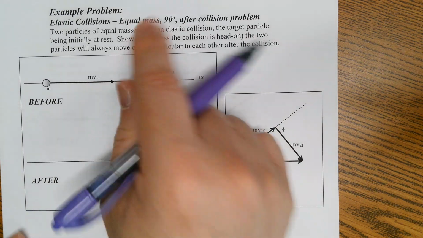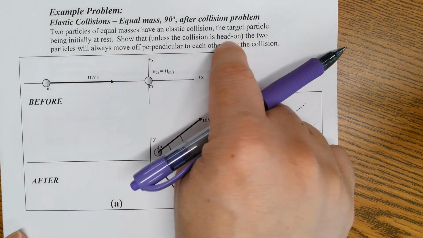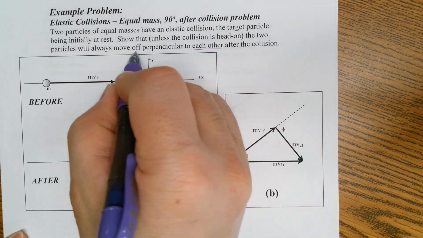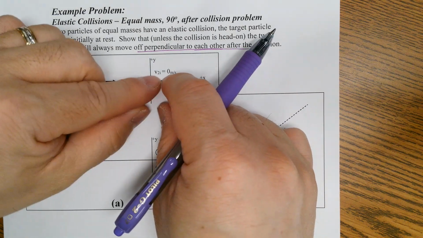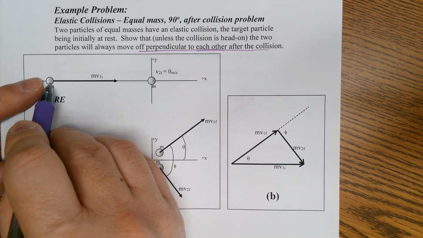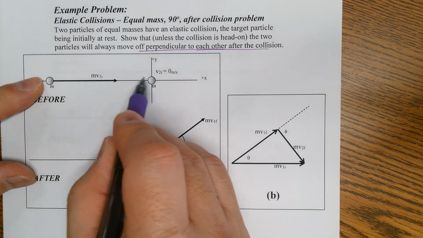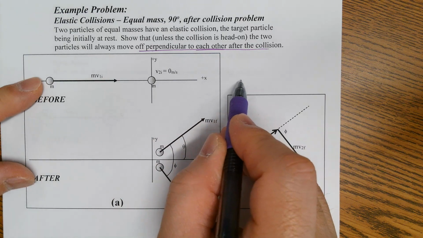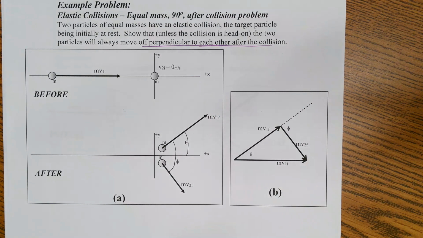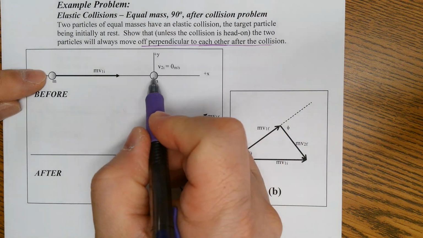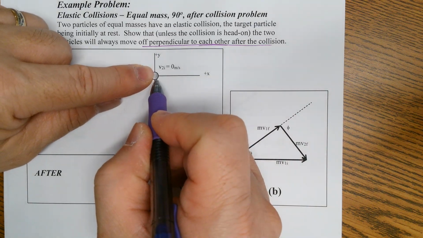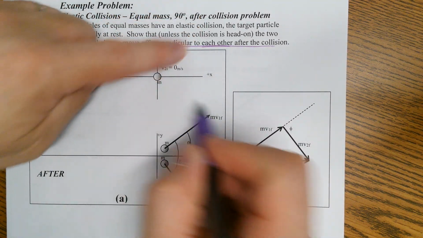Show that unless the collision is head-on, the two particles will always move off perpendicular to each other after the collision. So if it's a head-on collision, what's going to happen if these two have the same masses? This, when it crashes into this, will stop, and this will take over and move on. That will happen. Okay? But if they hit slightly off center, then after they collide, they have to move at right angles to each other.